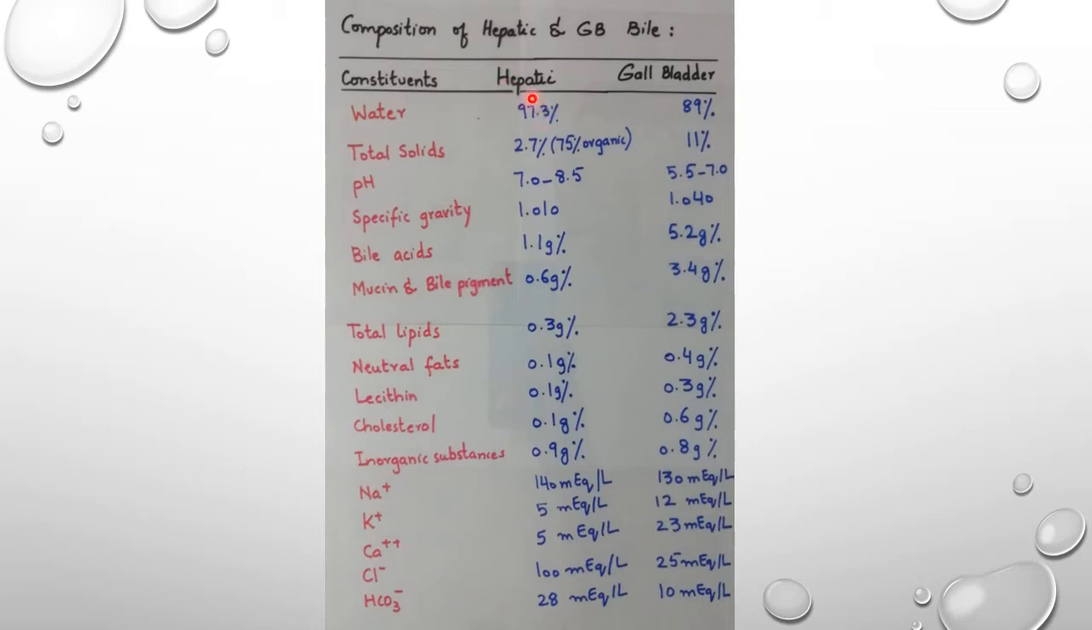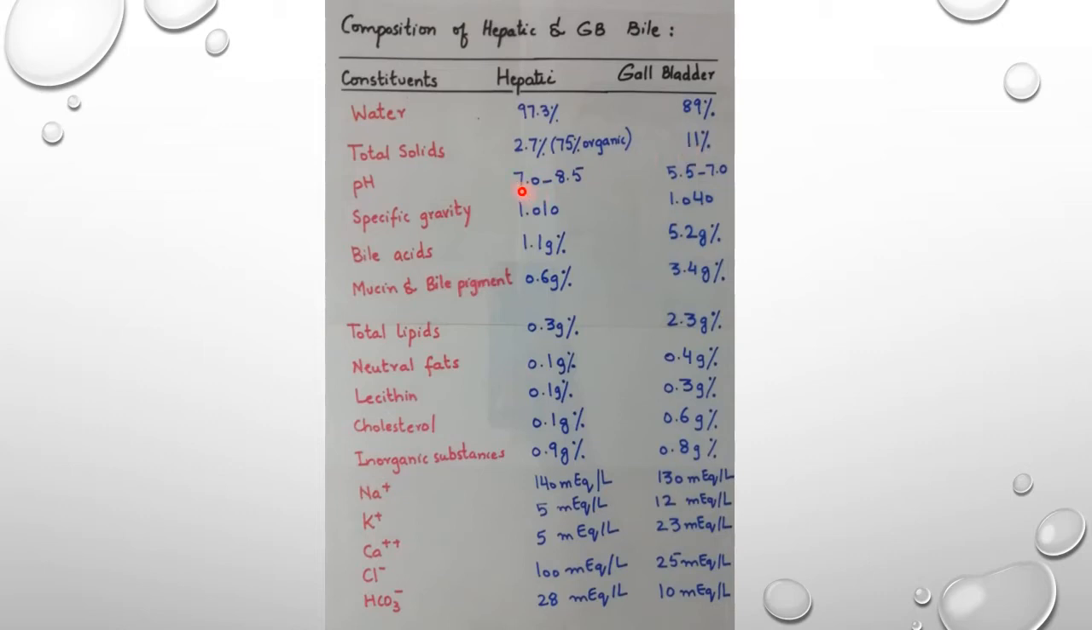Here is the difference between hepatic and gallbladder bile, according to the constituents which are found in both of them. In the case of hepatic bile, the water content is 97.3% and in the gallbladder it is 89%. Total solid content in hepatic bile is around 2.7%, while in the gallbladder it is 11%, which clearly shows that gallbladder bile is highly concentrated and thick as compared to liver bile.